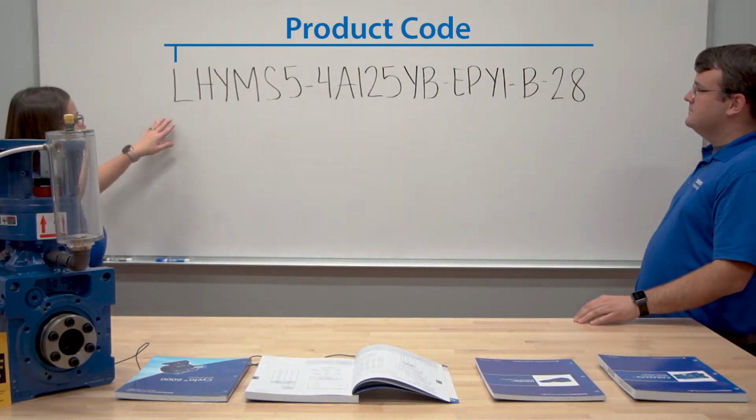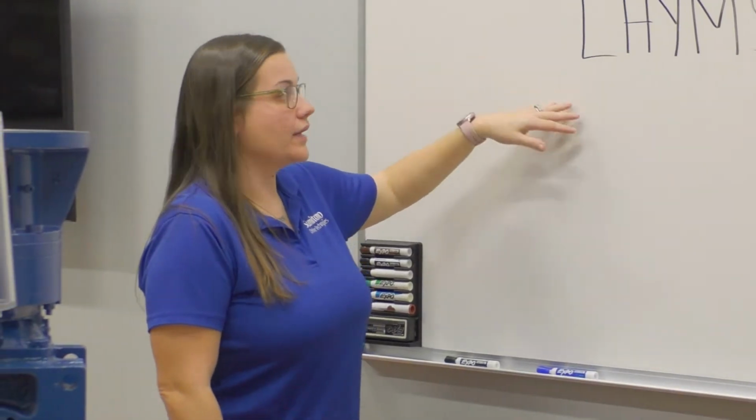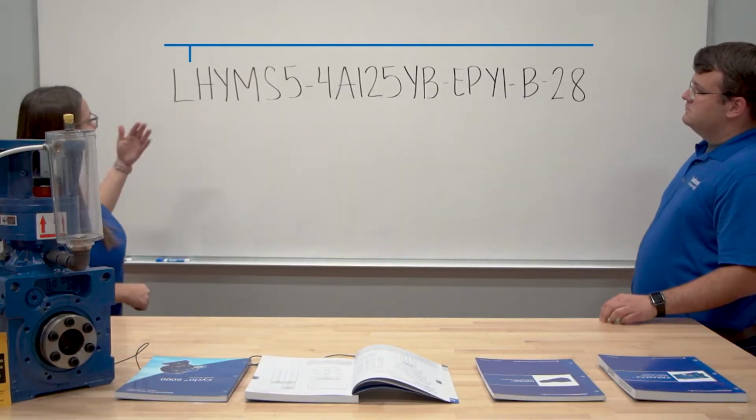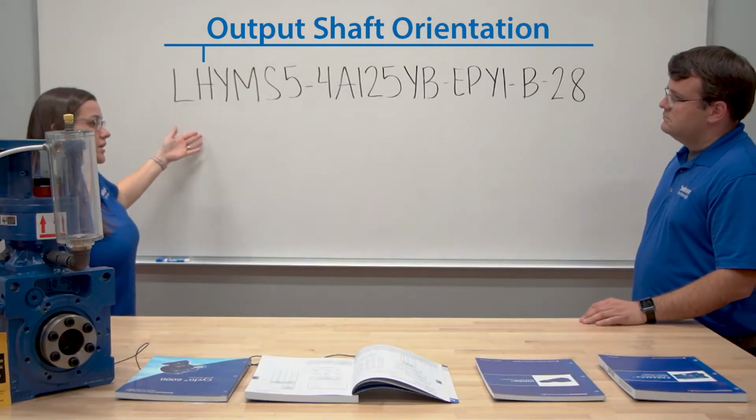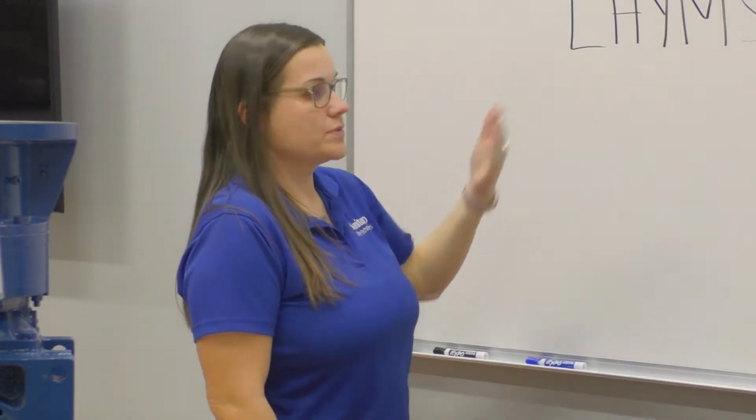All right, so your first letter is going to be what type of unit you have, what part of our product line. It could be an L for a BBB, you could have a C for cyclo, an R for hyponic, or an E for HBB. That's just a few of them. We have a large assortment of product lines, but just to give an idea. Then you go into your output shaft orientation, whether it's going to be horizontal, or if your output shaft is going to be vertical, it would change potentially to a V.